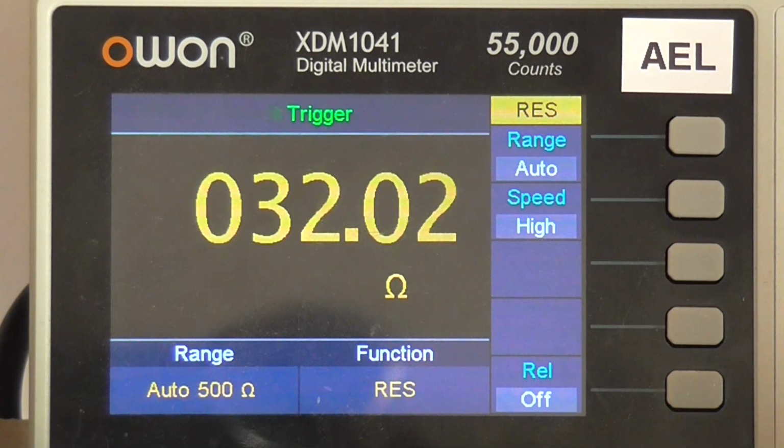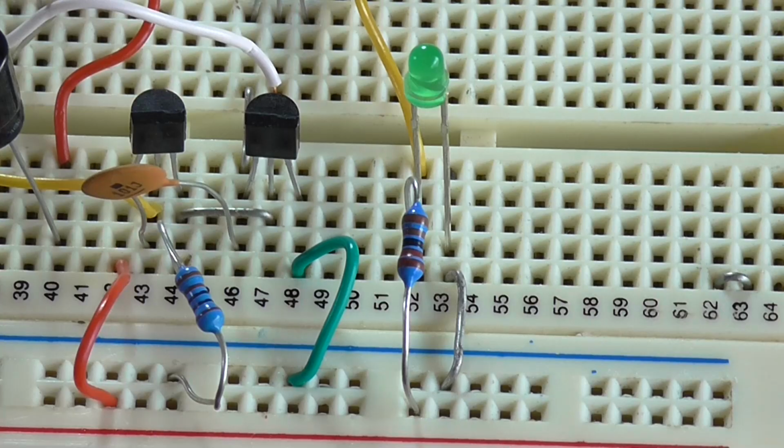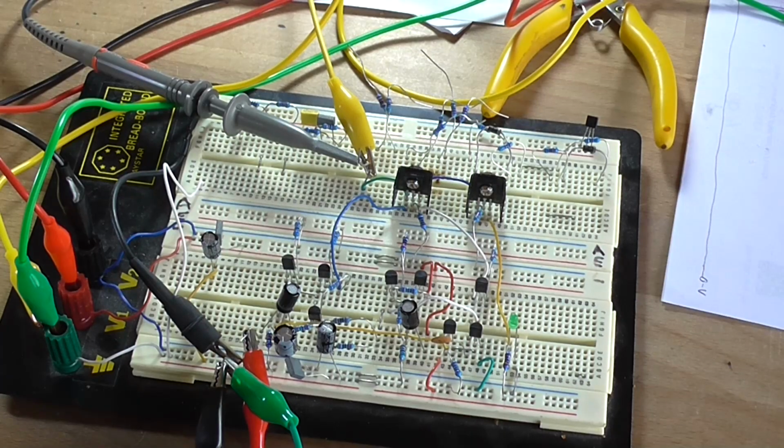Very, very good. I was going to say the LED has stopped illuminating, but that's because the circuit's off. I forgot I turned it off. Right. Okay, Batman, what's next?